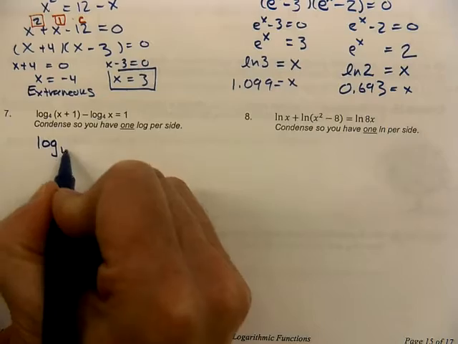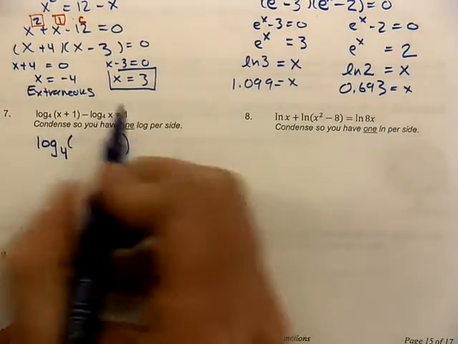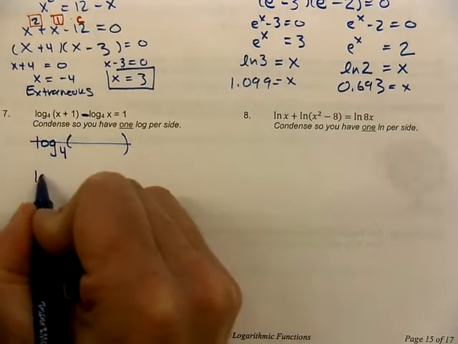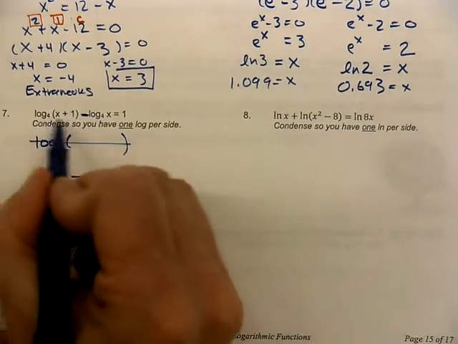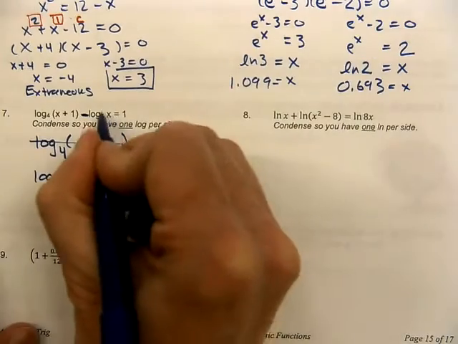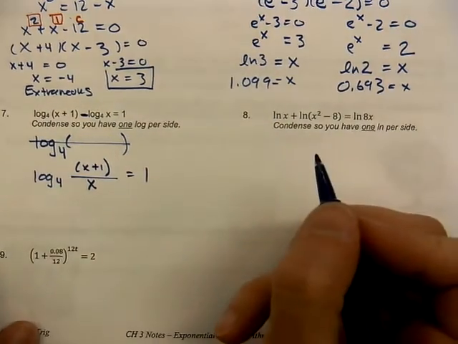So log base 4 of, and then all of these are being multiplied together. You have an x. No, they're not. What am I talking about? That's a minus sign. We will have a fraction. So it's log base 4 of a fraction. What comes in front of that subtraction sign is the x plus 1. What comes in back of that subtraction sign, that sinks down to the denominator.